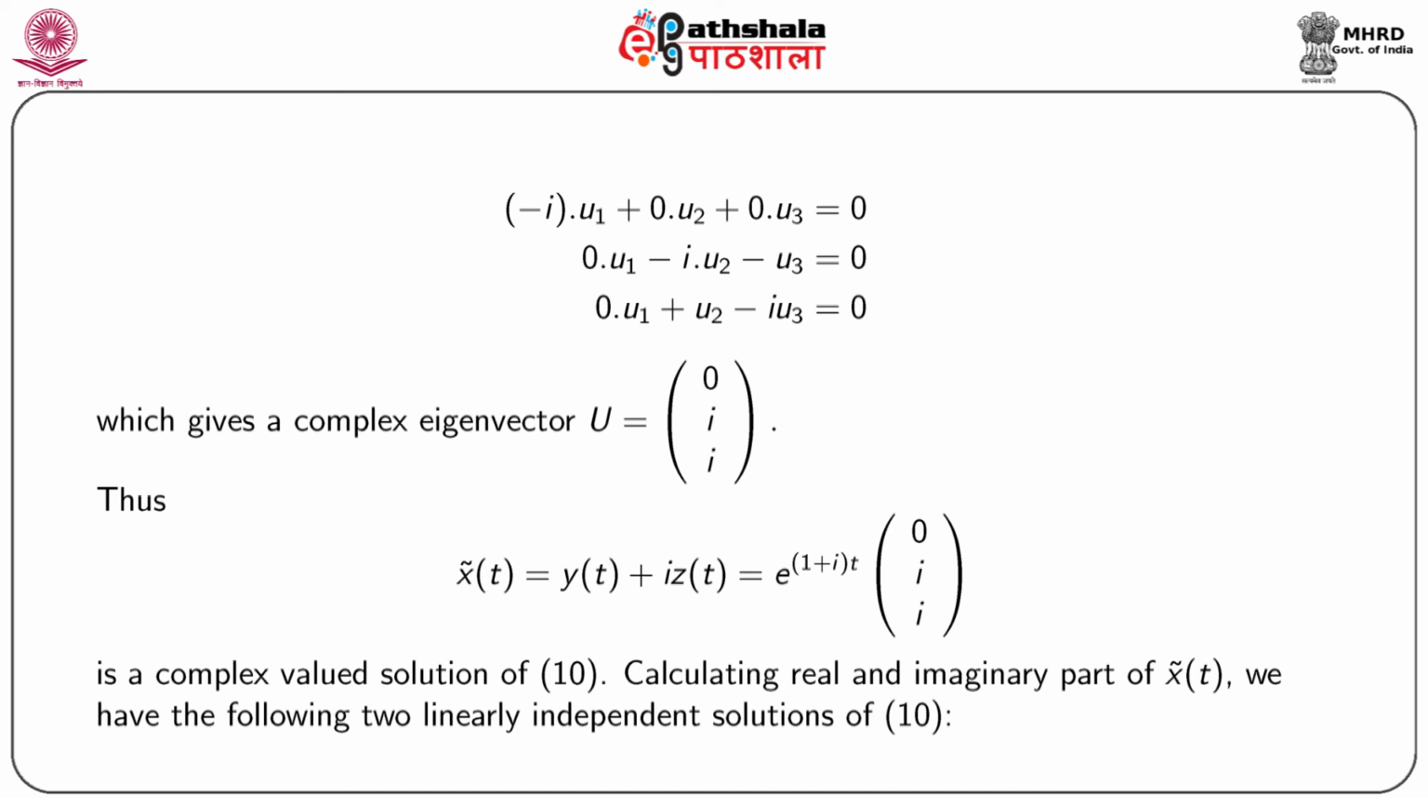Please note there can be more than one solution of u1, u2 and u3, and you can choose any one of them as your corresponding eigenvector, which comes to the fact that for a unique eigenvalue there can be many eigenvectors. And hence, in this case, our solution will be of the form x tilde(t) equal to y(t) plus i z(t) equal to e to the power (1 plus i)t into 0 i i, which is a complex valued solution of equation 10.